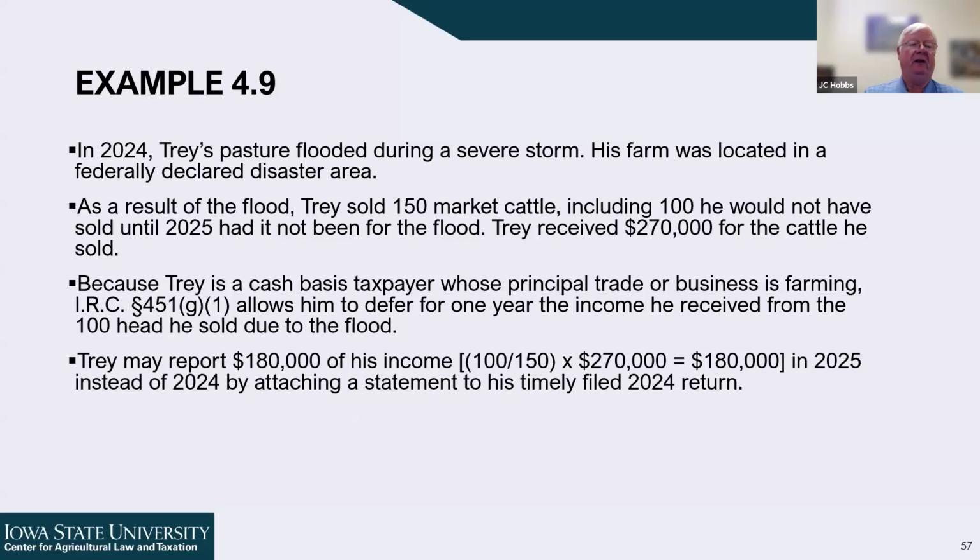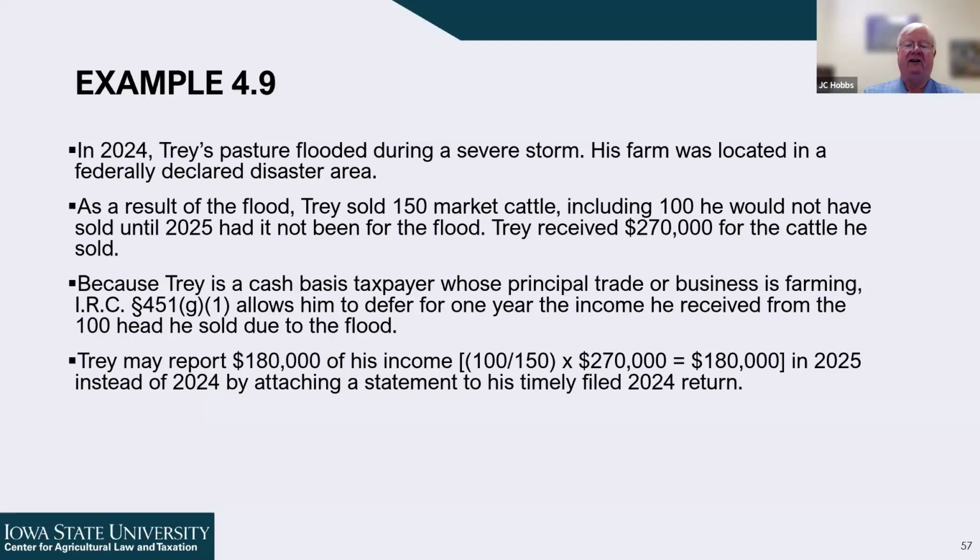Here's an example. Pasture flooded in 2024 due to a severe storm, and the farm is located in a federally declared disaster area. Due to that flooding, they sold 150 market animals, including the 100 head that they would not have sold until 2025 had a flood not occurred. They get $270,000 for the cattle sold. They're cash basis farmers. The rules allow him to defer for 1 year the amount he received from the 100 head he sold due to the flood.